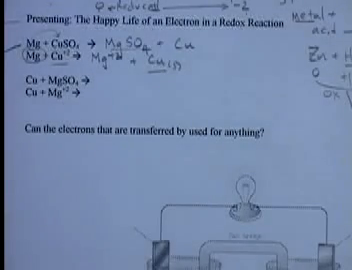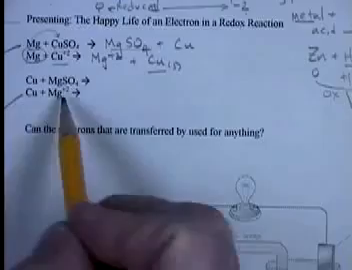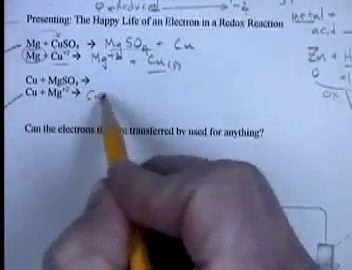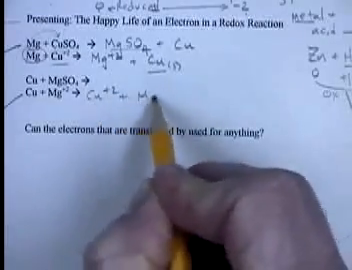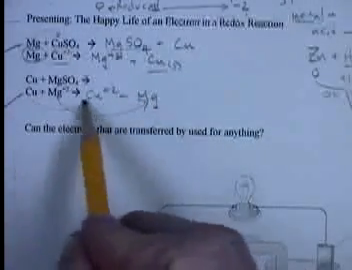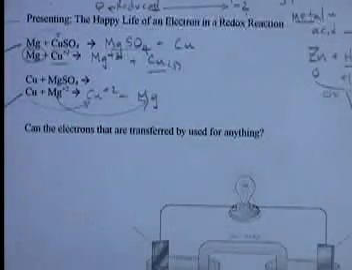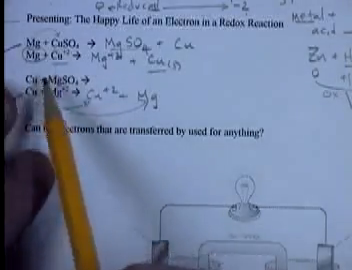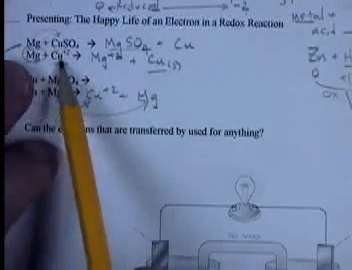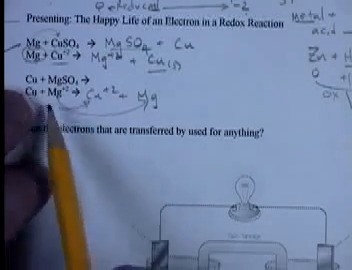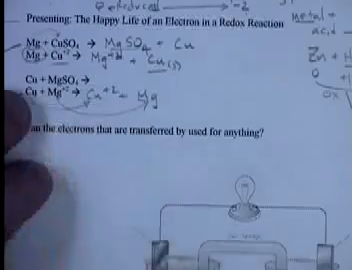What about the reverse of this type of reaction, though? If we took copper and put it into magnesium sulfate, we'd expect copper to become copper +2 and magnesium to become magnesium with a charge of 0. And we'd expect magnesium to be reduced and copper to be oxidized. Well, which one actually happens? Do the electrons transfer from the magnesium, losing electrons to the copper, or from the copper, losing electrons to the magnesium?